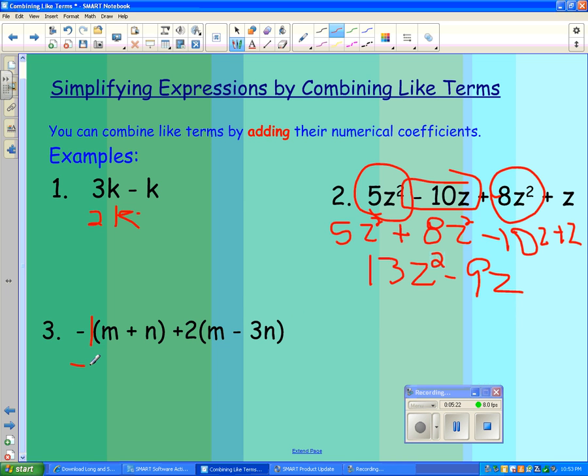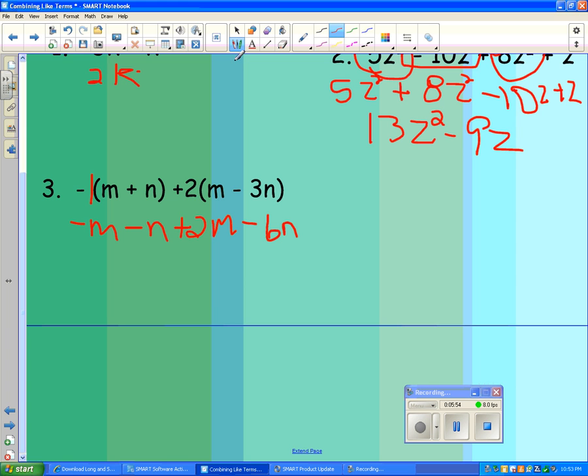So I've got a minus m, because minus 1 times m is a minus m. A minus 1 times a positive n is a minus n. Then I'm going to distribute a positive 2. So that's just going to be 2 times m is 2m. 2 times a minus 3n is a minus 6n. Okay? So when you see your grouping symbols, go ahead and distribute. Then as I look at it, let's see if it'll let me extend the page just a little bit so we can see. Get my pencil back.